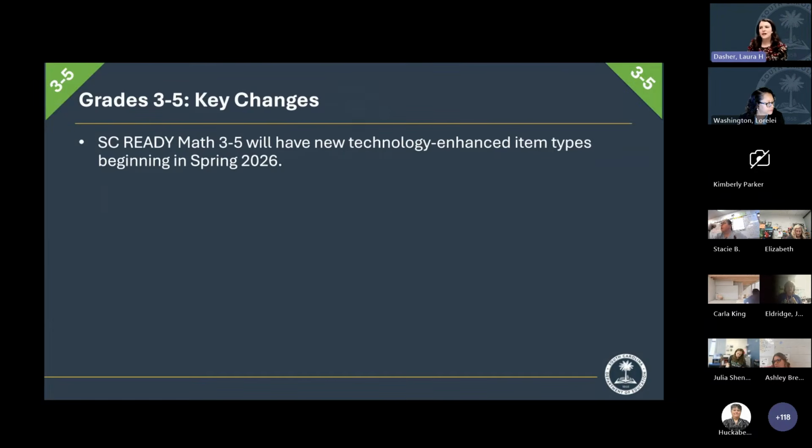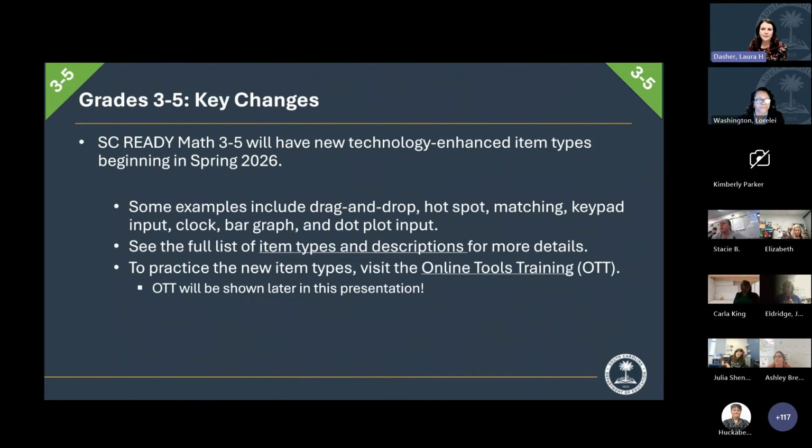So key changes for SC Ready Math, starting in spring 2026: SC Ready Math for grades 3 through 5 will include new technology-enhanced item types. Some examples of these new item types are drag and drop, hotspot, matching, keypad input, clock, bar graph, and dot plot input. For a complete list of item types and their descriptions, you'll want to refer to our item types and descriptions document, also on our assessment quick links for teacher page, which is that link in the chat.